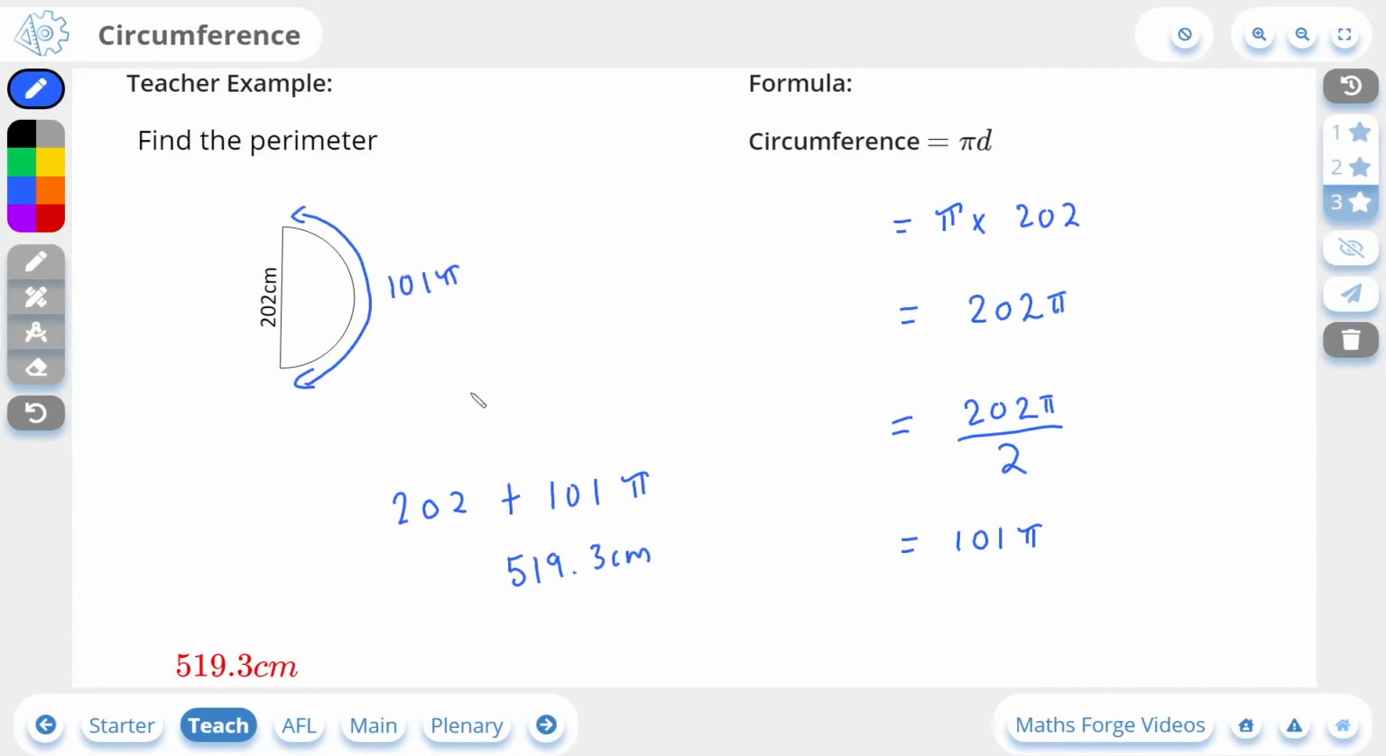So just be careful with the 3-star examples. Use your formula to get the circumference, but remember that this circumference would be the circumference for a full circle. Look at the circle you're dealing with. If it's a semicircle, then it's half of a circle. So half your circumference to get this length here on the outside.